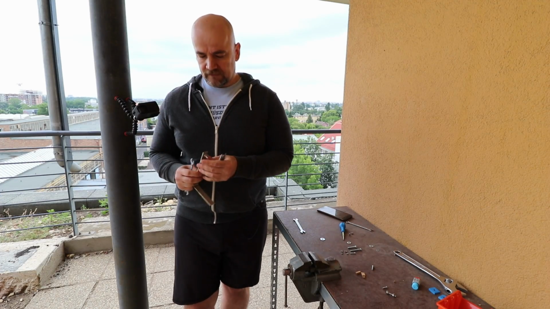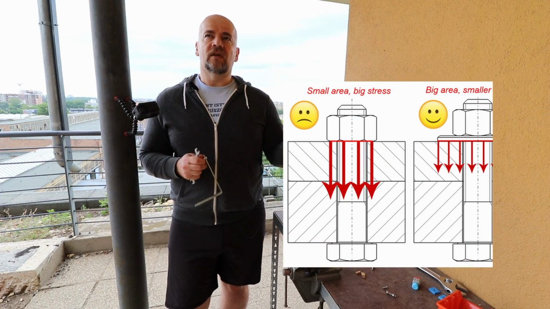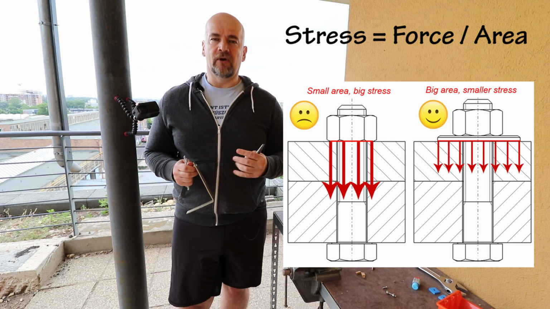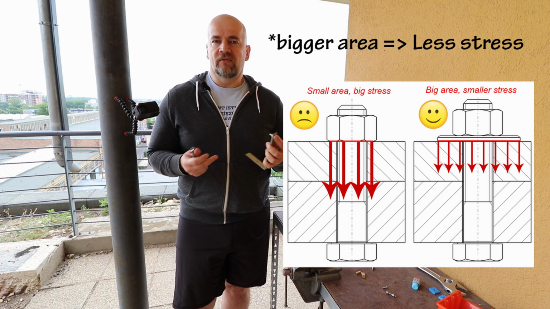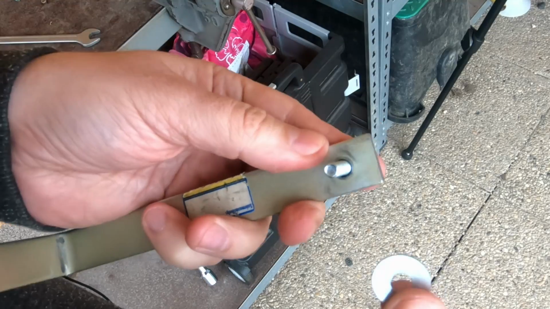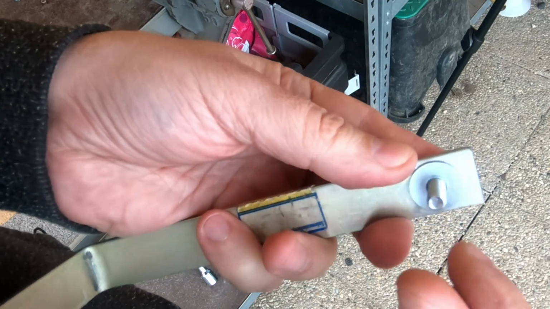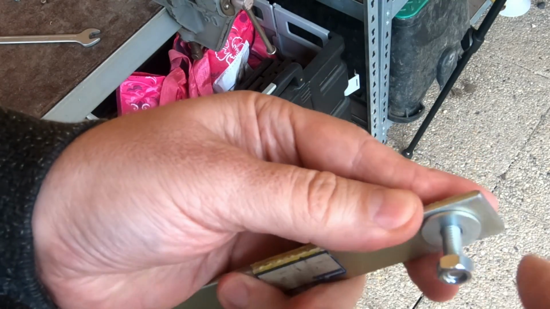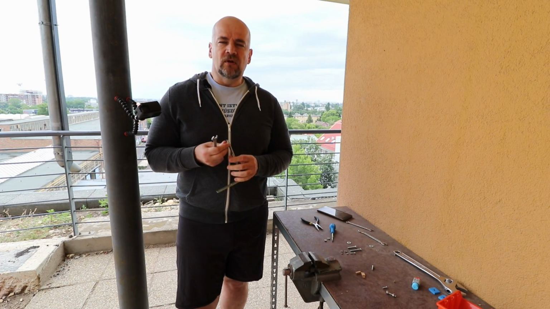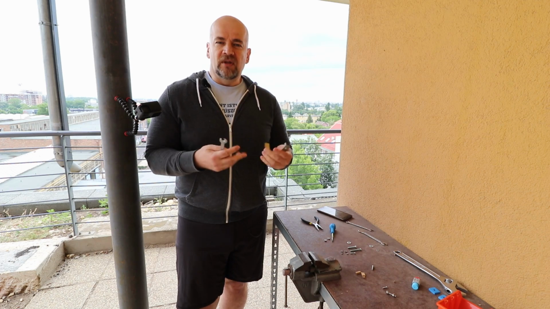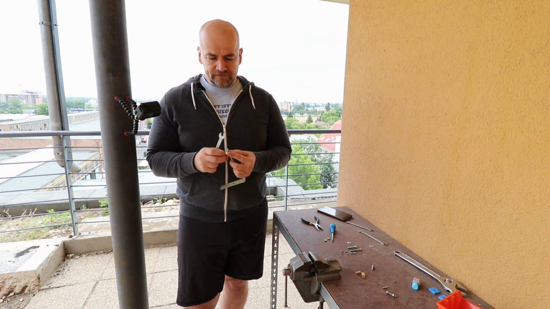About the pulling force. Stress is equal to force divided by area. This means with a bigger area, we can have half the stress. That's why a washer is commonly used with the nut and the bolts. But of course, we cannot use a washer with the 3D printing inserts. We don't have the space for that.